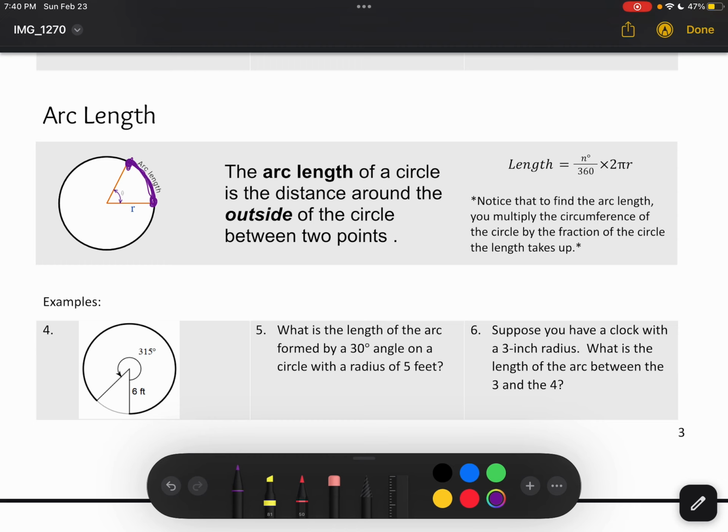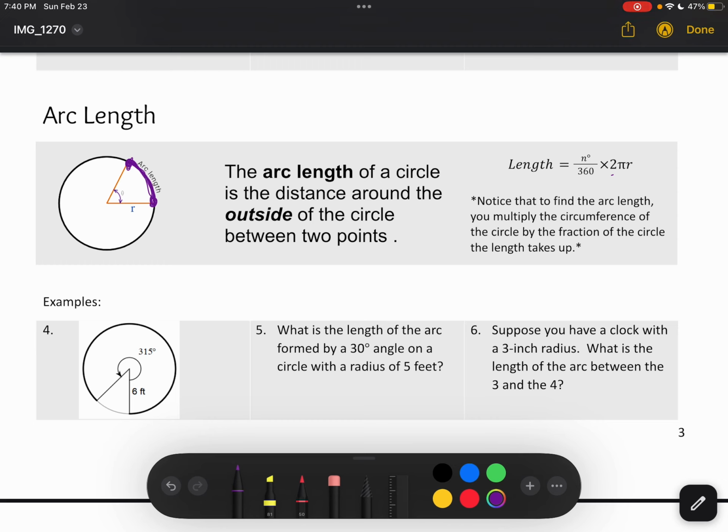Because it is part of the whole circumference, we are going to add on a fraction to our circumference formula. So the arc length formula is the degree of the angle that's formed by the arc divided by 360, because there are 360 degrees in a circle, and then we multiply that by the circumference formula, 2 pi r. Okay.